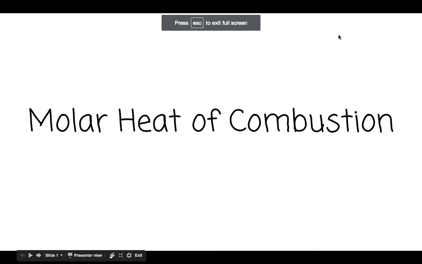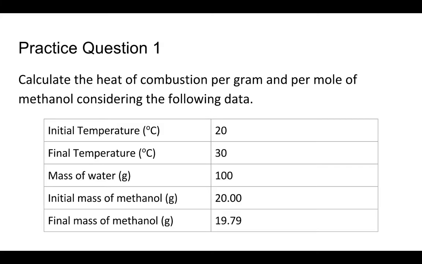We are now going to have a look at a few different ways in which we calculate the molar heat of combustion and other variables associated with the heat of combustion. In practice question 1, we are being asked to calculate the heat of combustion per gram and per mole of methanol considering the following data.